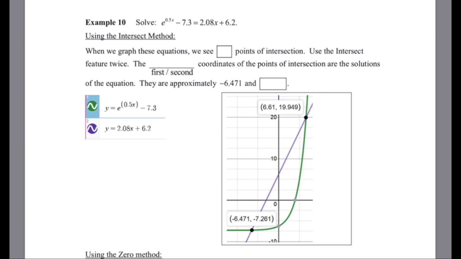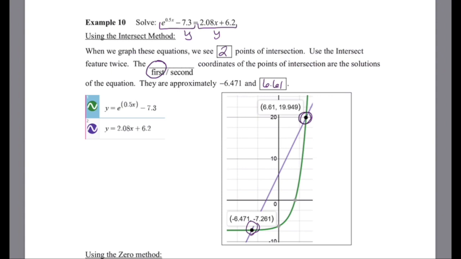If I were to set the left side of the equation equal to y and the right side equal to y, we see that they cross in 2 locations. We know that we're going to use the first coordinate, the x value, to find the solution, since we're solving for x and x is the first coordinate. That's approximately negative 6.471 and 6.61.